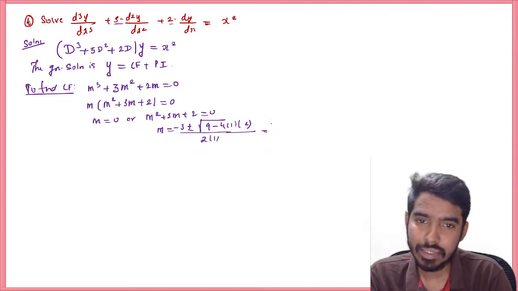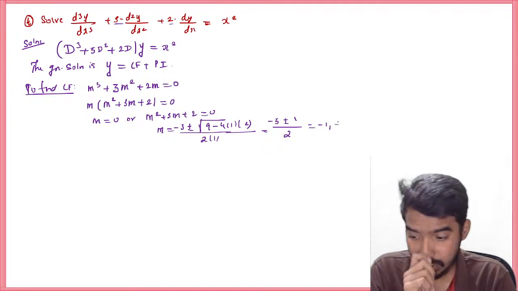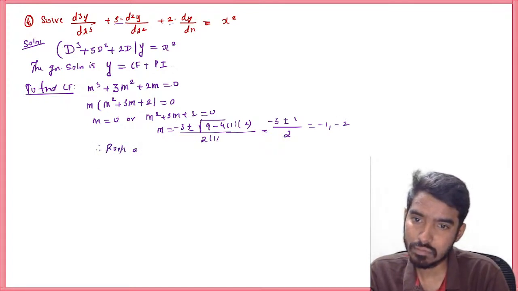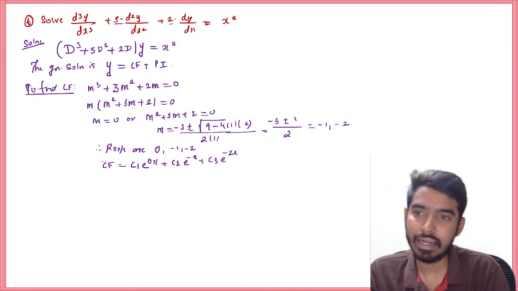Okay, sorry. It will be minus 3 plus or minus root of 9 minus 8 is 1, so 1 by 2. So minus 3 plus 1 is minus 2 by 2, which is minus 1. Minus 3 minus 1 is minus 4, so minus 4 by 2 is minus 2. Therefore, the roots are 0, minus 1, minus 2, which are real and distinct. Therefore, your CF will be C1 e power first root into x, C2 e power m2x, C3 e power m3x. This is your complementary function.